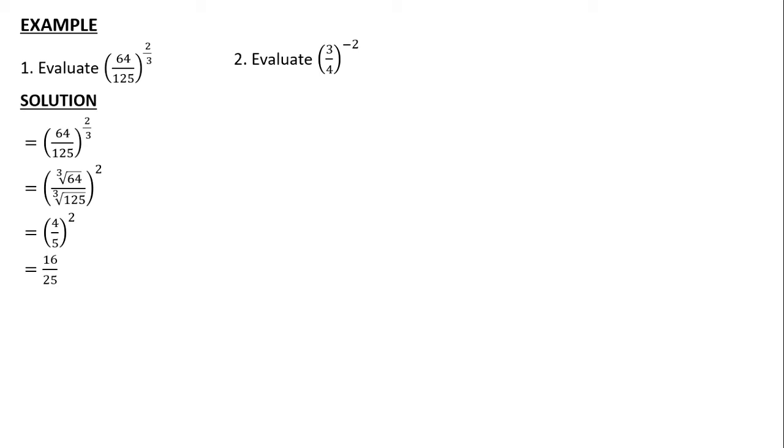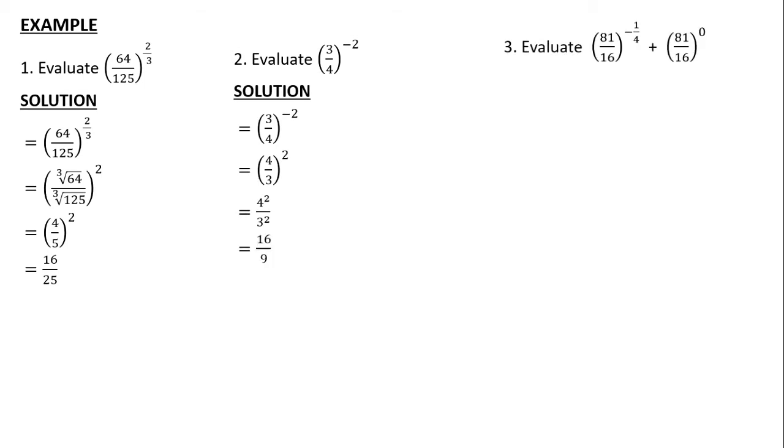Since we have a numerator 1, the division sign will change to multiplication, and then we have to find the reciprocal of the divisor. So the 4 will become the numerator and the 3 will become the denominator. So we are going to get 4 over 3 squared, which will give us 16 over 9.